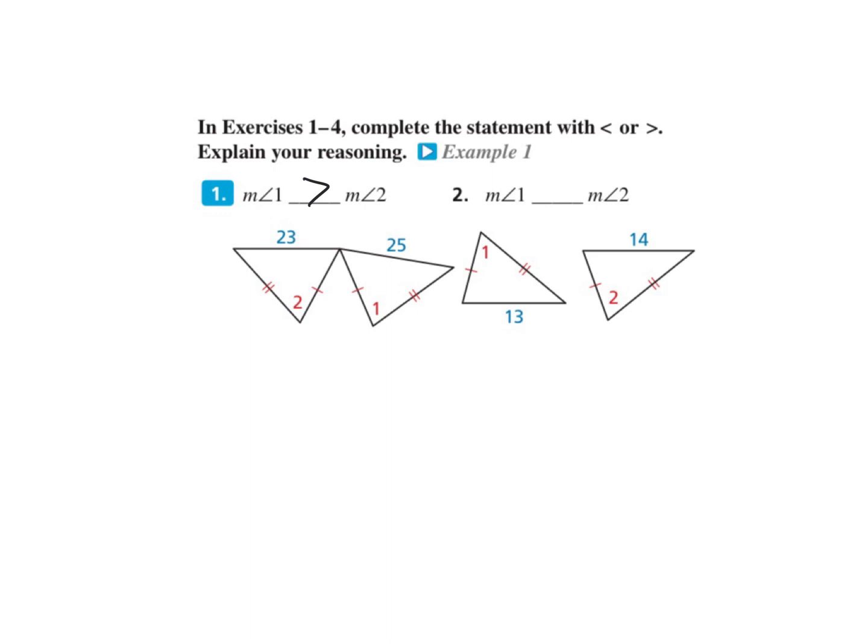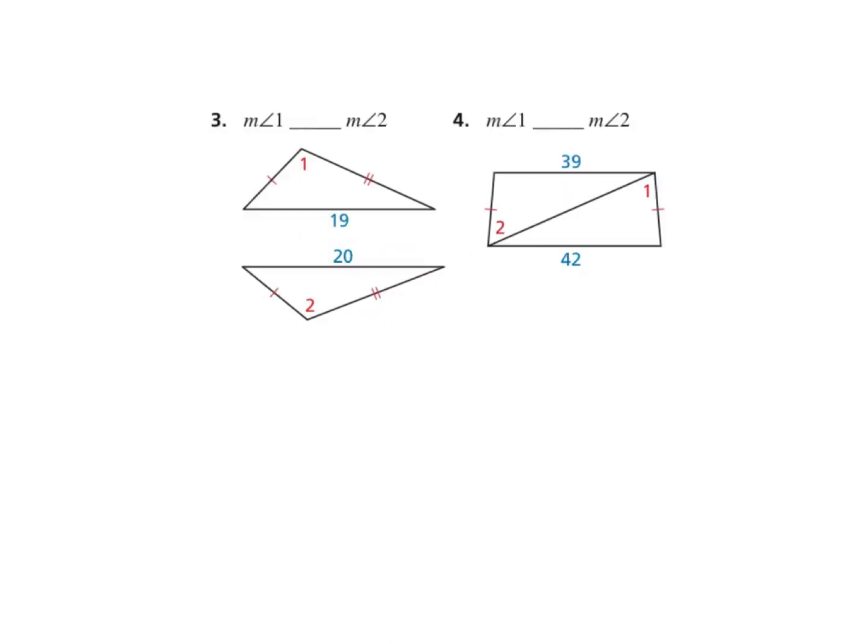Number 2, we have angle 1 across from 13, angle 2 across from 14. So angle 2 must be bigger. And here we are on number 3, angle 1 is across from 19, angle 2 is across from 20, so angle 2 is bigger. And on number 4, angle 1 is across from 42, which is bigger than 39, so angle 1 is bigger.